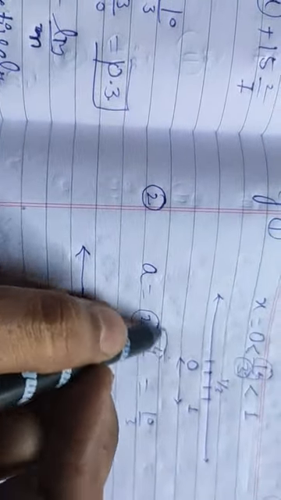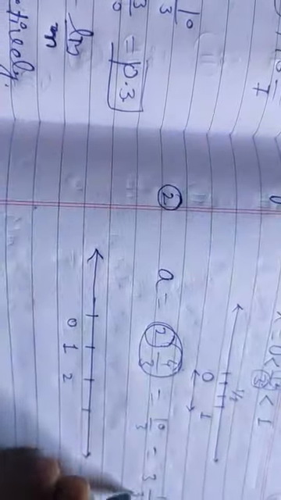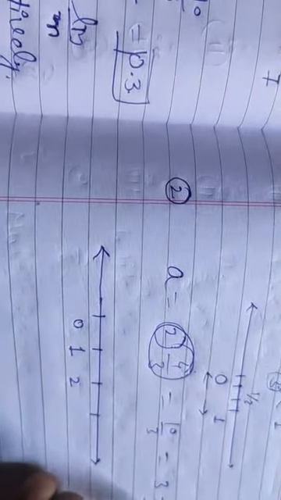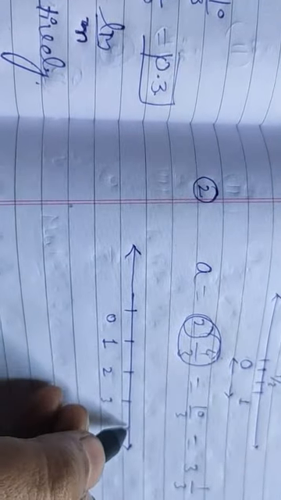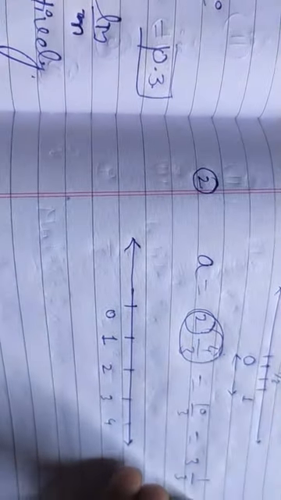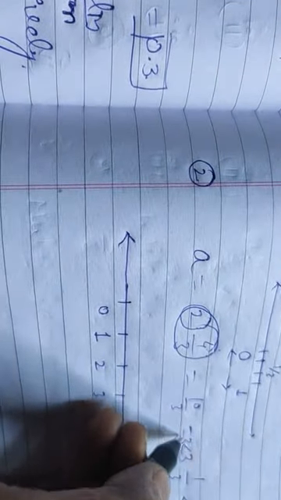Sorry, this number is wrong. This is 3 3s are 9, and 1 by 3, right? So count 3 and then count 4. Why? Because this number lies between 4 and 3.